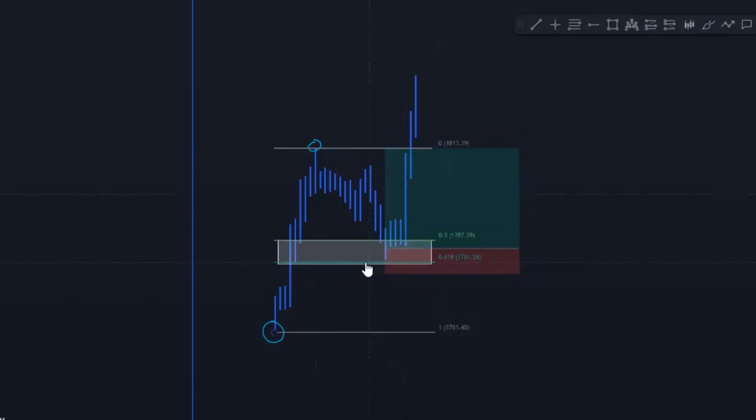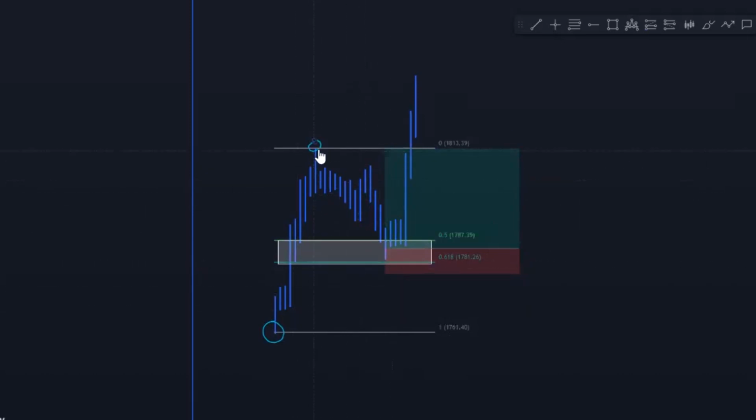But as long as we're seeing rejections in this zone, that gives us an indication that we are still continuing to the upside. This is just a correction, right? So this helps us to enter the market at a much better price, right?